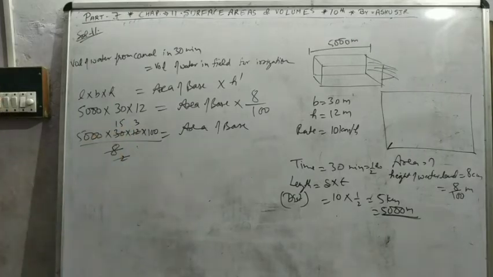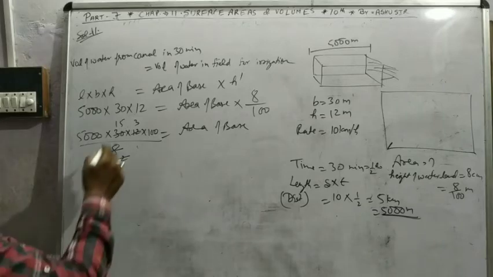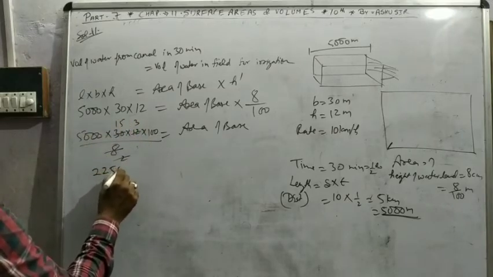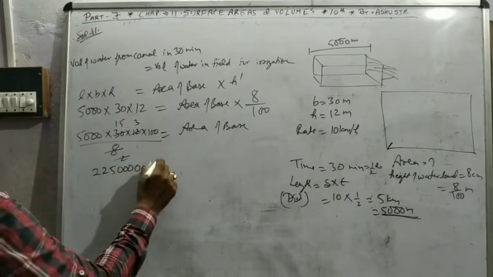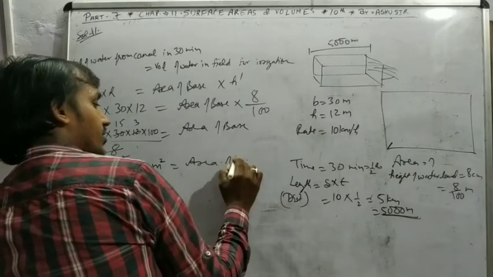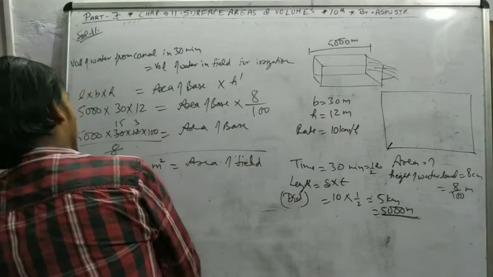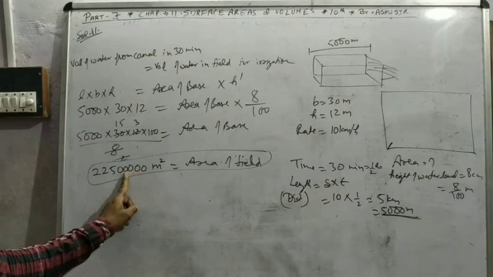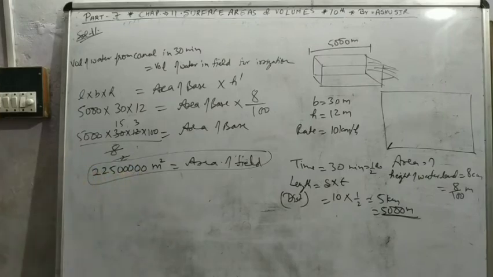So we can find 225,000 meter square, the area of the field. This is the area of field. 225,000 is 1, 10, 100, 1000, 10,000, lakh, 10 lakh, 2 crore 25 lakh meter square area.